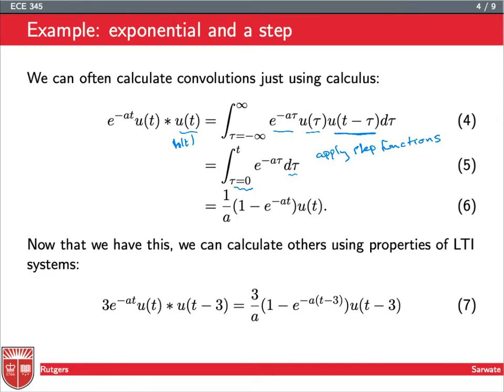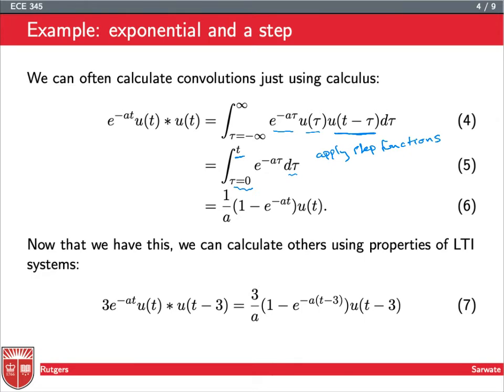Similarly, what does u of t minus tau look like? This thing looks like this, and here's t. So this is u of t minus tau. And remember, this is the tau axis. So this thing kills everything that is above t. So the integral can only go up to t. So this is an integral from 0 to t. This is our y of t. Our output at time t is the integral from 0 up to time t of the input signal x of t.